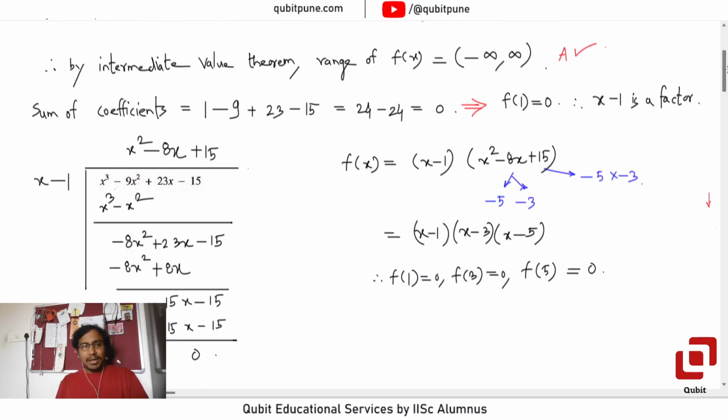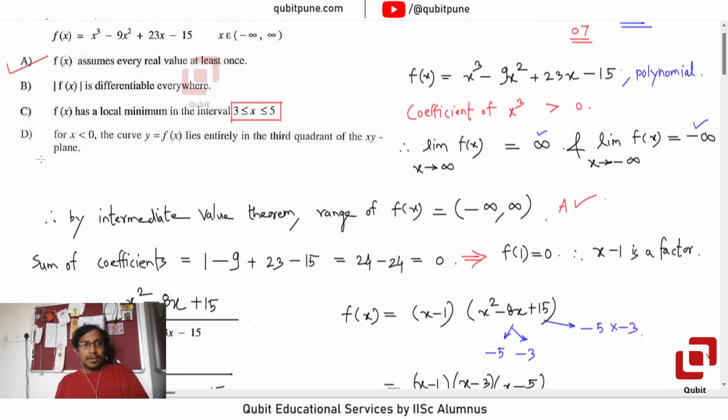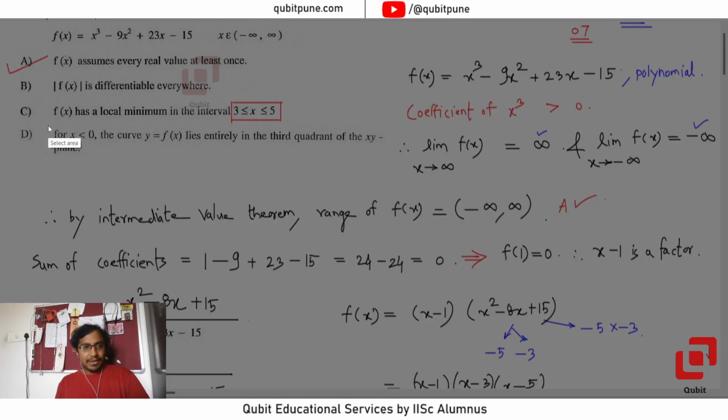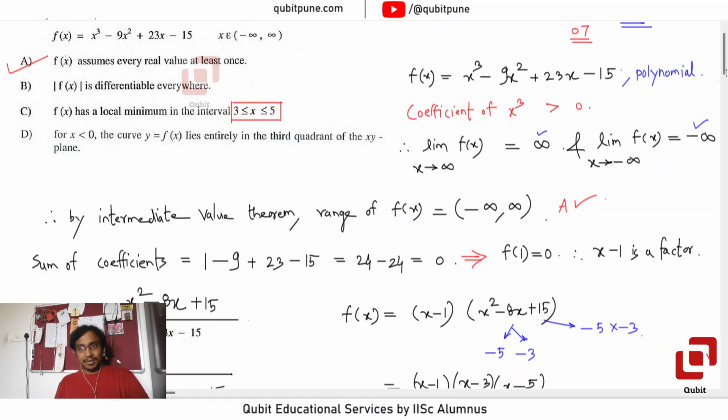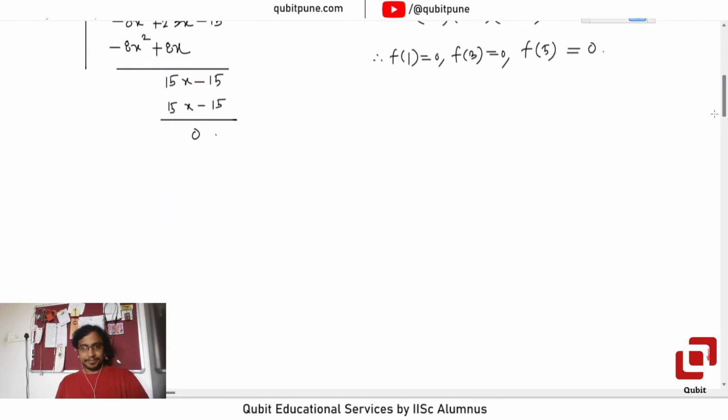Now let us come to this option D. Option D says for every negative x, the curve lies in the third quadrant. Is it true? Let us verify.